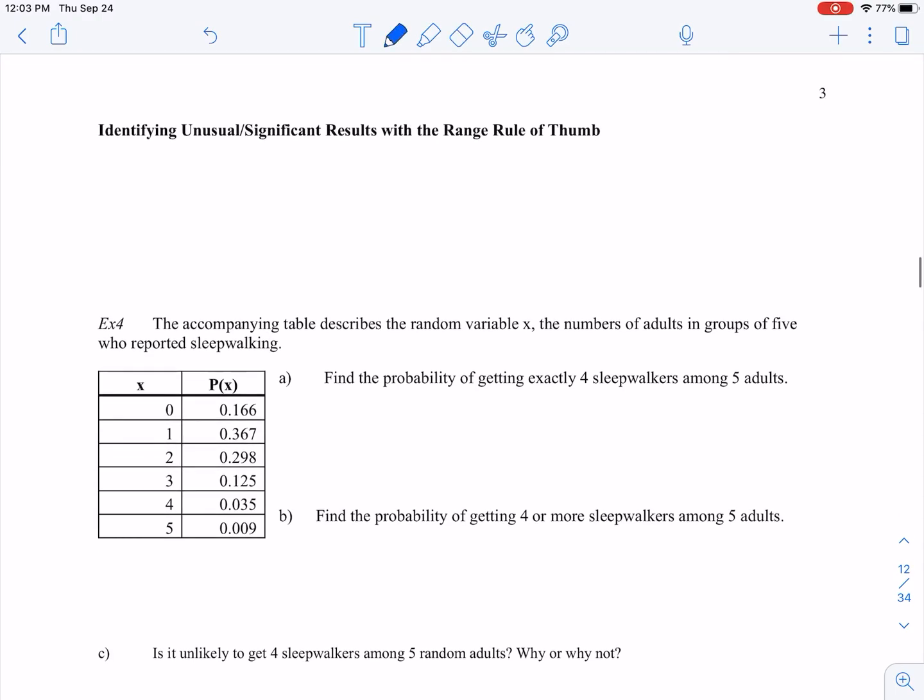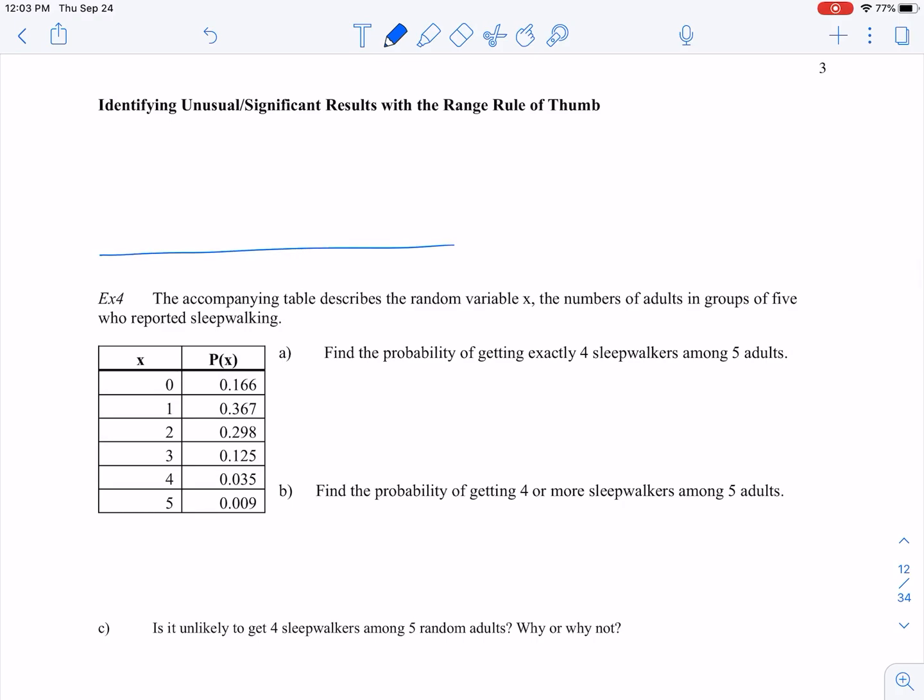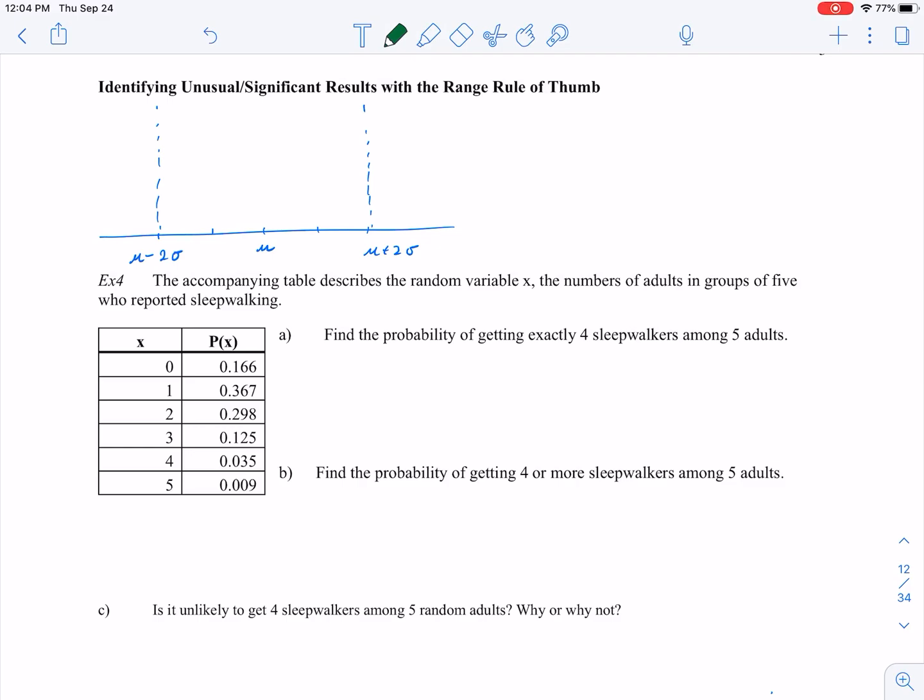So just briefly, to recall the range rule of thumb, we have the mean in the middle, right? And then we have 2 standard deviations above the mean, and 2 standard deviations below the mean. Any values that fall within 2 standard deviations of the mean are considered usual values, or not significant. Past that would be significant, significantly high or significantly low.